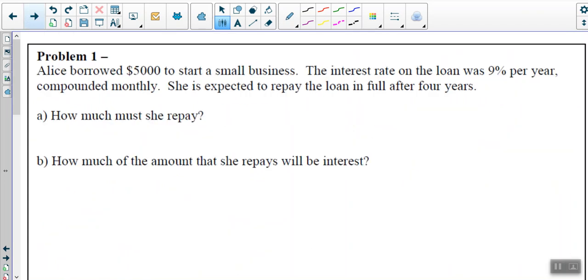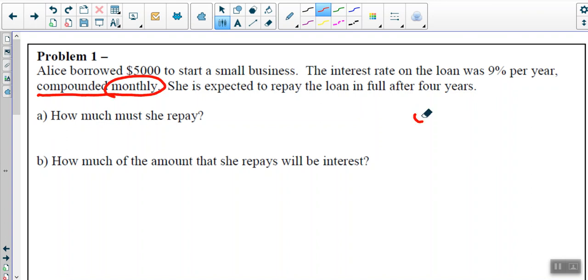Okay, we're going to move on to the next question. Alice borrowed $5,000 to start a small business. The interest rate on the loan was 9% per year, compounded monthly. She's expected to repay the loan in full after 4 years. How much must she repay, and how much of that will be interest? So this is compound interest, compounded monthly.